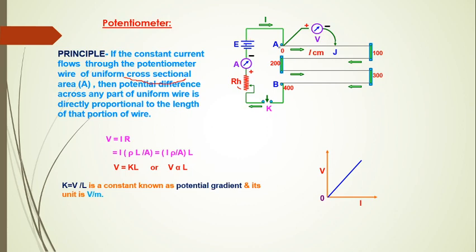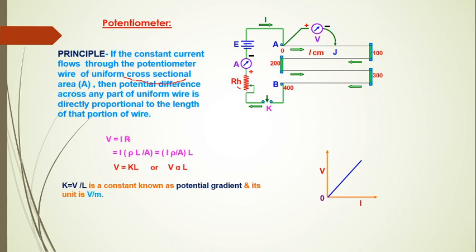When this wire has a uniform area of cross section and constant current passes through it, the potential drop across any length of the wire is directly proportional to L. So V is equal to K into L. V is directly proportional to L. Here V is equal to K into L, and K is known as the potential gradient.